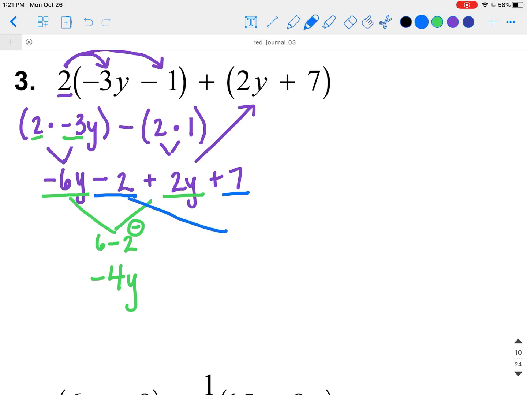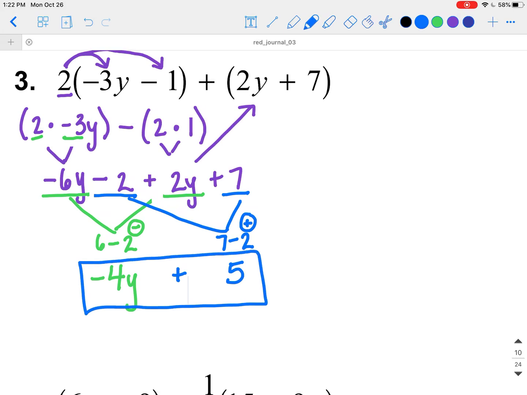And then when we combine these two, we have negative 2 and 7. Remember, different signs, subtract, and keep the bigger sign. 7 minus 2 would give us 5, and the bigger sign is positive. So we are left with positive 5. When we combine the two, we get negative 4y plus 5. There is another example for you.